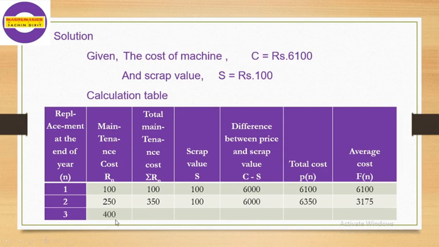third year is 400. That is given in the table, maintenance cost, and here the third year maintenance cost is 400. Then the total maintenance cost up to the second year is 350 and the third year is 400. So for total maintenance cost we have to add this 350 to this 400. We get 750. Again the scrap value is constant, so it is 100, and the difference between price and scrap value is again 6,000. Now we add this to find the total cost of the third year.